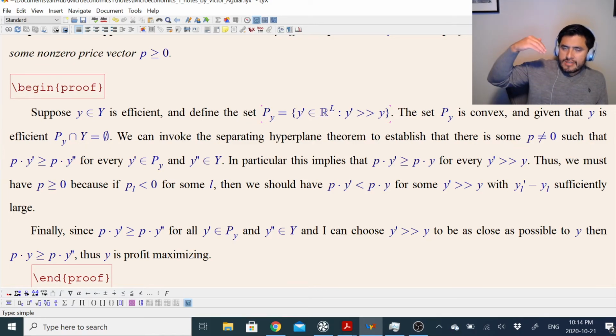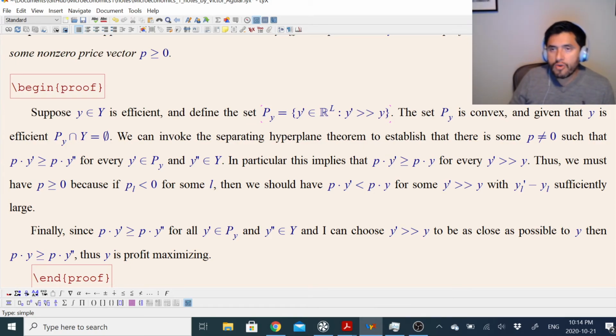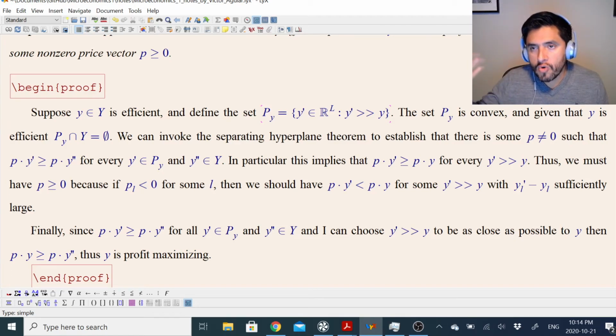So this just means that entry by entry, they have more quantity of everything. Remember that we have negative entries for inputs. So these guys having a greater entry of a negative quantity means they use fewer inputs, okay? And for outputs, they actually have more quantity. So the set P(y) is convex. How do I know it's convex? Take two y primes, take a convex combination. This convex combination is still going to be above y, so it's convex.